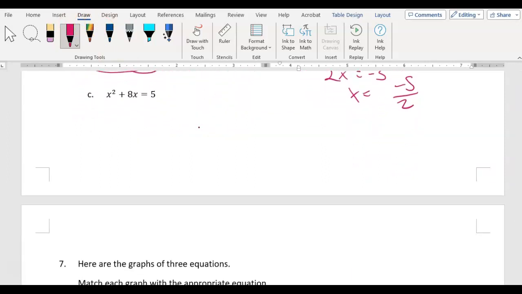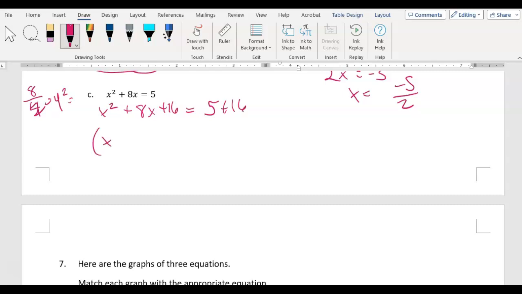Okay, for this one, I'm going to start by moving the 5 to the left side. And so now it's in standard form. So factoring here is going to be kind of annoying, and completing the square would work, and so would using the quadratic formula. Actually, if I use completing the square, leaving the 5 on this side isn't a bad idea, because I can take half of 8, which is 4, and then square it. So 8 divided by 2 gives me 4, and then 4 squared is 16. And I can add 16 to both sides.